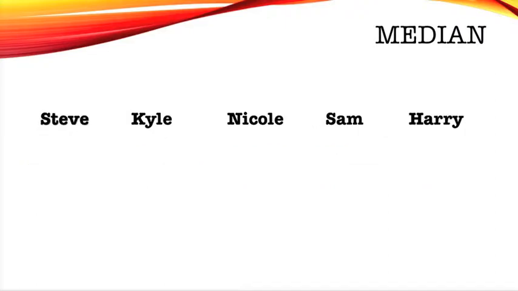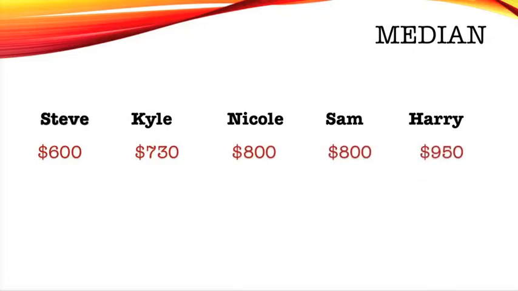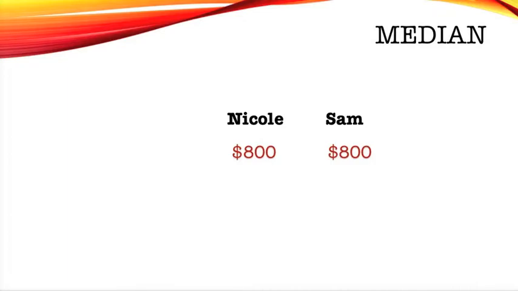Place the values in sequential order: 600, 730, 800, 800 again, and 950. The values are eliminated starting with Steve's $600. Then Harry's $950, Kyle's $730, and Sam's $800. Nicole is the final person remaining with $800. Therefore, $800 is the median value for the friends' income.